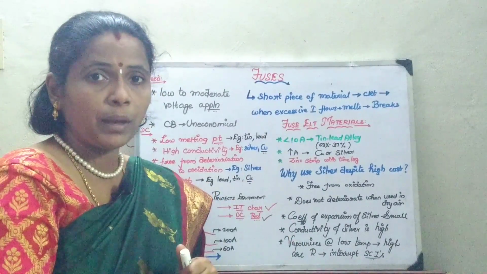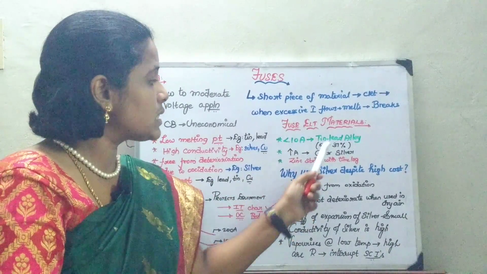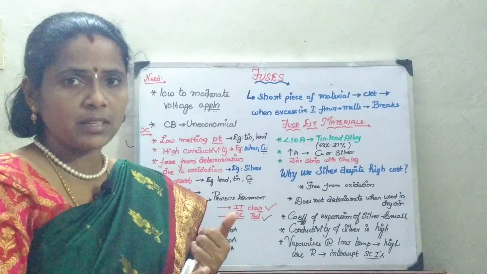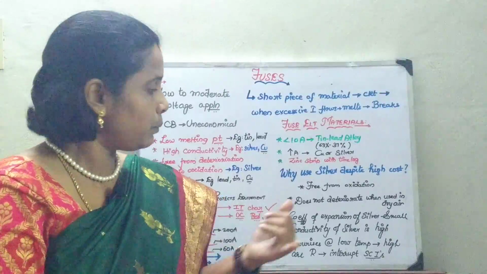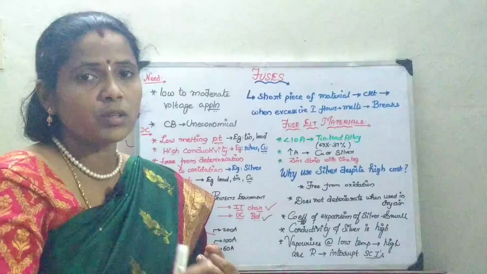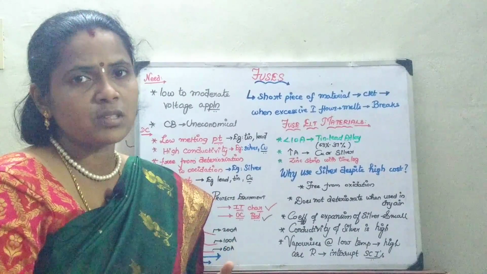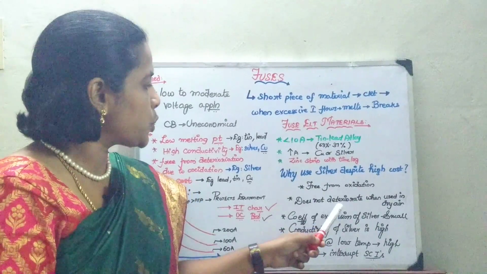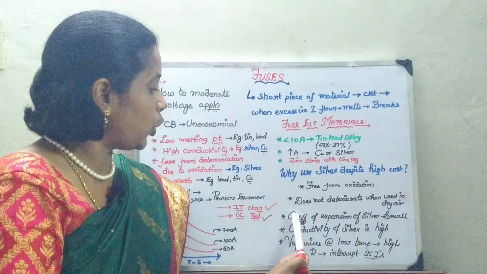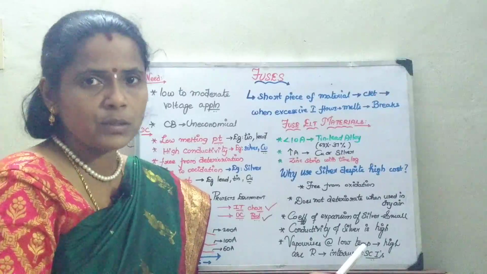Out of many elements, why do we consider silver in spite of its higher cost? We will see the reasons. The first is that it is free from oxidation. The next is that it does not deteriorate when used with dry conditions, because fuses are placed in different environmental conditions. And one more thing is that the coefficient of expansion of silver is very small, so it can be widely used as a fuse element.